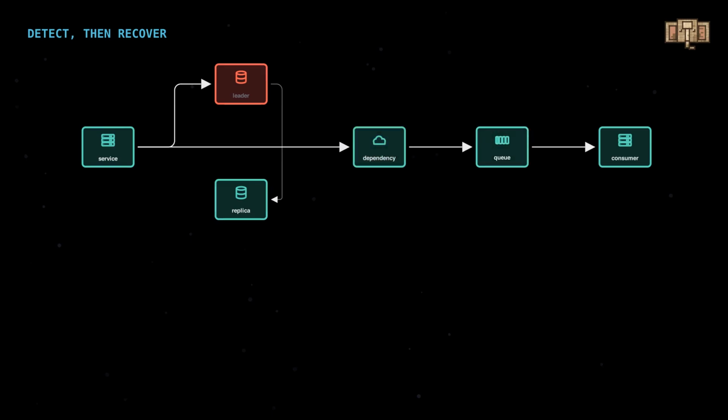And when someone points at any box on your diagram and asks, "What happens when this dies?" your answer is 2 short sentences. How you detect it and the move that recovers it. Detect, then recover.